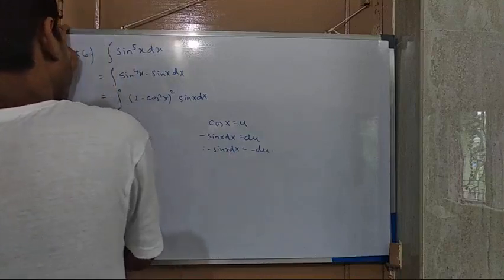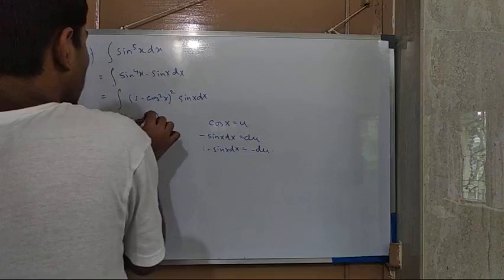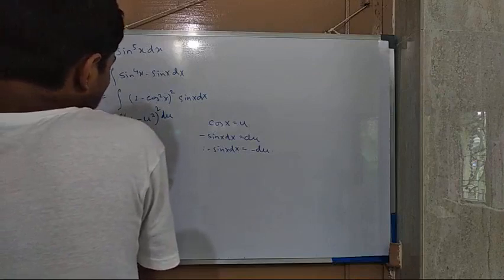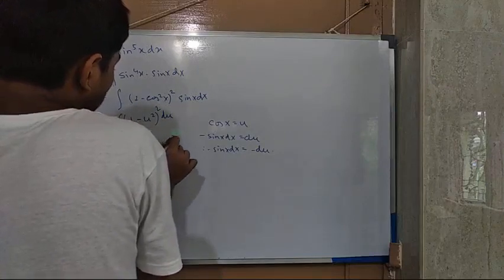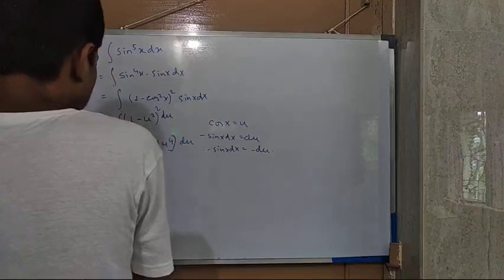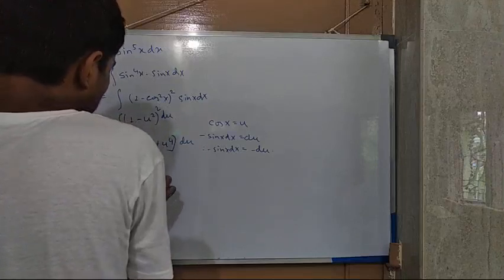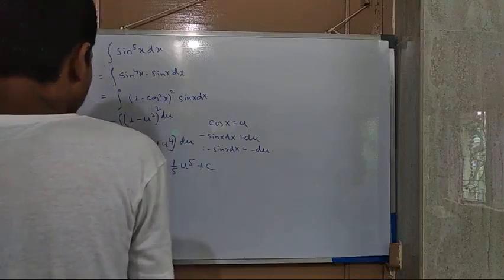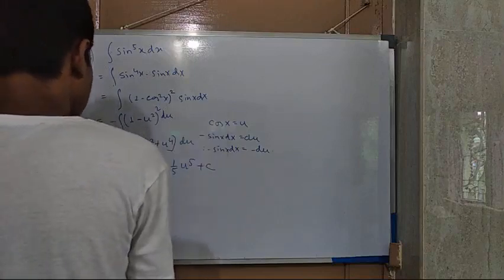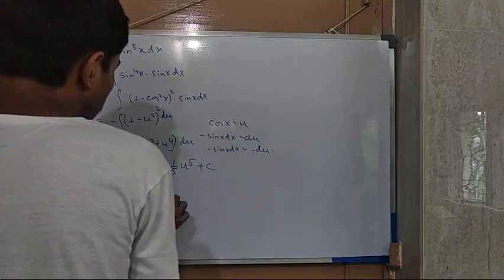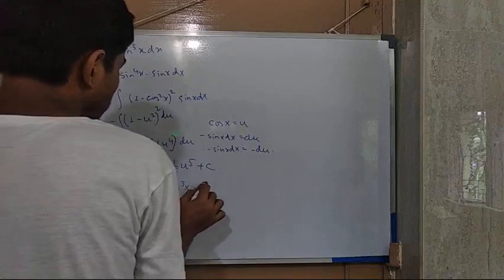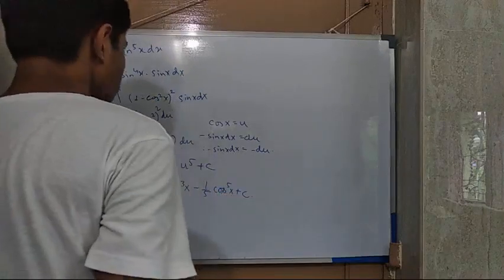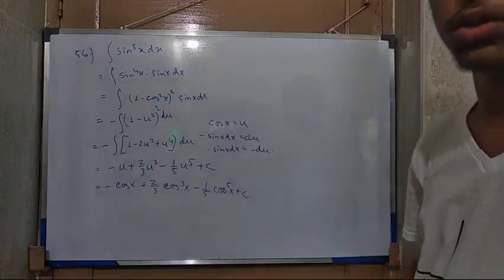So minus of integral 1 minus u square squared times du can be written as integral 1 minus 2u squared plus u to the power 4 du, which is minus u plus 2/3 u cube minus 1/5 u to the power 5 plus c, and u was cos x, so minus cos x plus 2/3 cos cube x minus 1/5 cos to the power 5x plus c. So this is the answer of our 56th question.